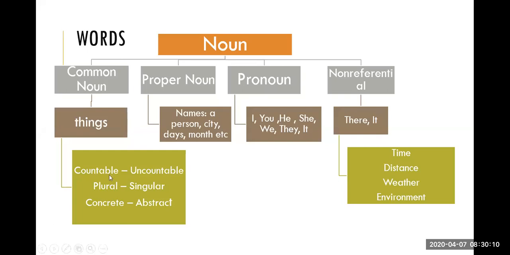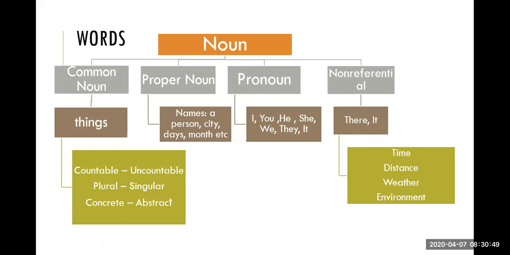And the last one is non-referential. Non-referential here we have there and it. Okay. This subject must be there. Why? Because the rule in English is that every English sentence must have subject and verb. For example, when we want to talk about time, Sunday, we cannot just say Sunday, so we have to say it's Sunday.